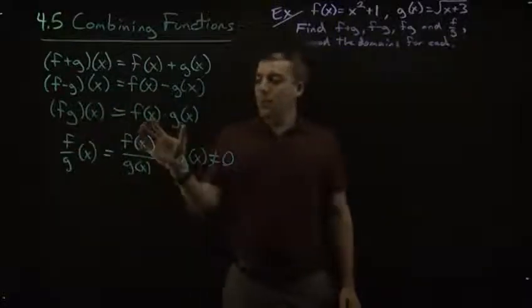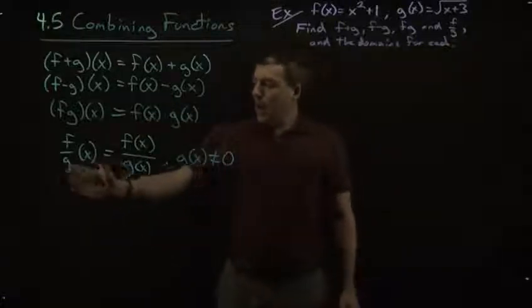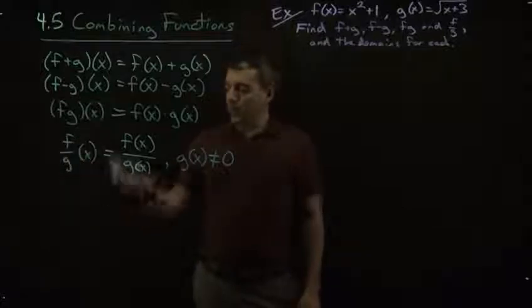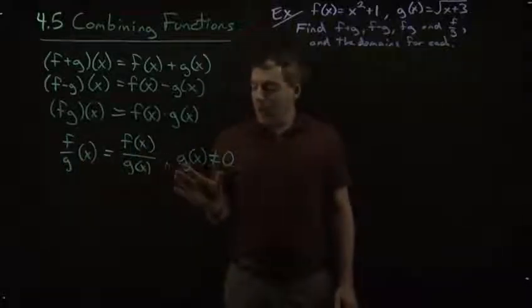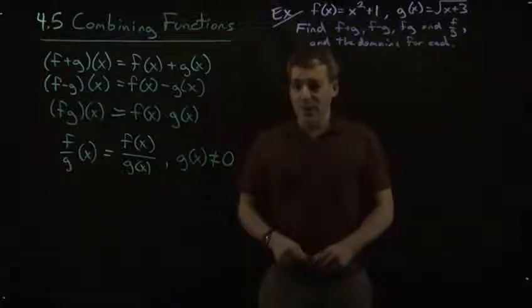Product works naturally, f(x) times g(x). And the quotient of two functions, f over g. So f(x) over g(x). And here, of course, we can't divide by 0, so we have to include this. We have to make sure that g(x) is not 0.